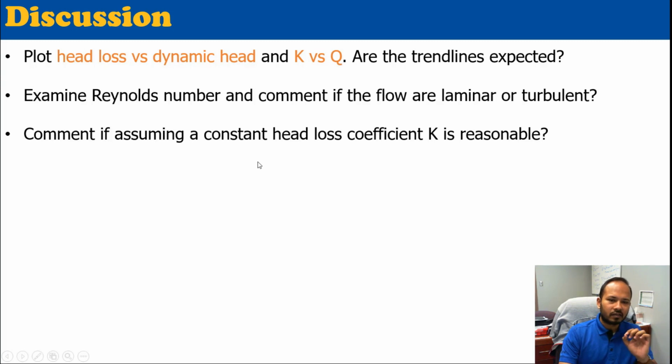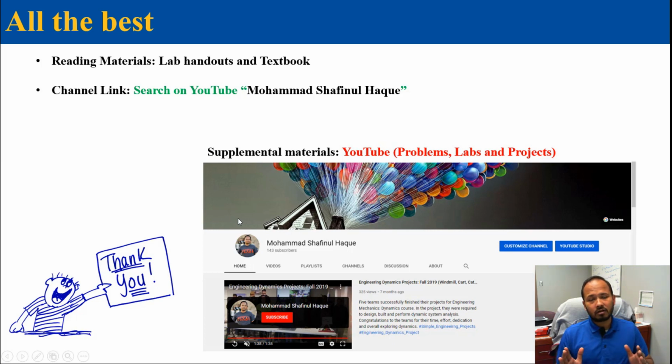And then you have to examine the Reynolds number that you calculated for all those fittings and the gate valve, and comment whether the flow was turbulent or laminar, whether it was turbulent across all those fittings or changed a little bit or not. And finally, you have to comment on whether we can assume a constant head loss coefficient for the entire system or not. So that was it for all 8 labs.